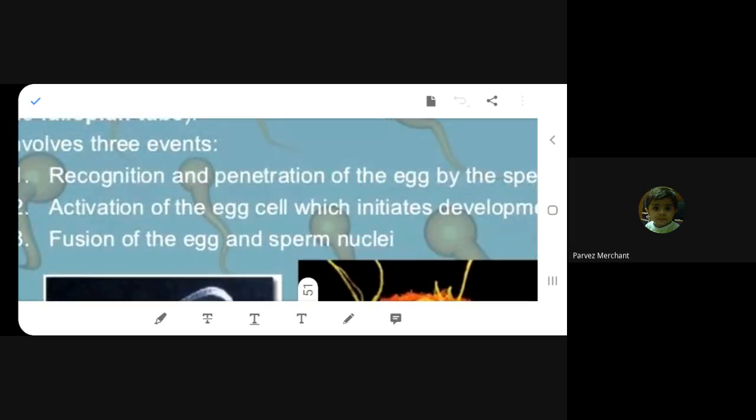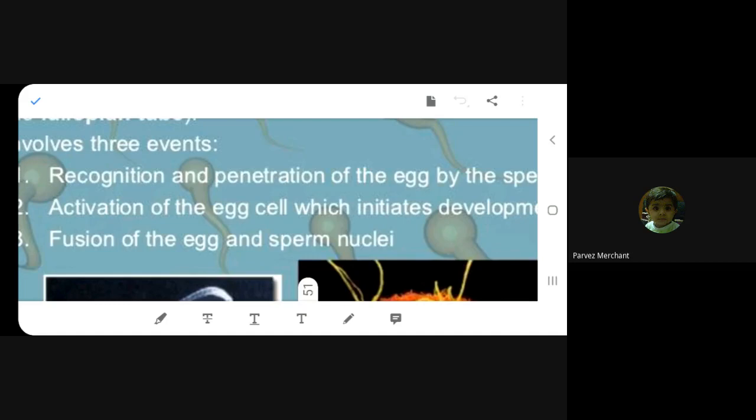Second, activation of the egg cell, which initiates development. Say it again. Initiates development. Very good. So after fusion, the egg cell gets activated, right? And then it starts developing. Now, what is it called, developing? That is the fusion of the egg and the sperm nuclei. That is going to be development.